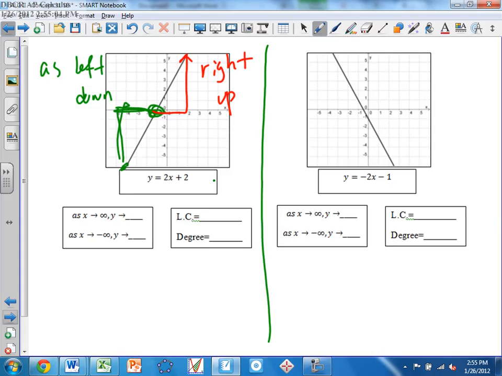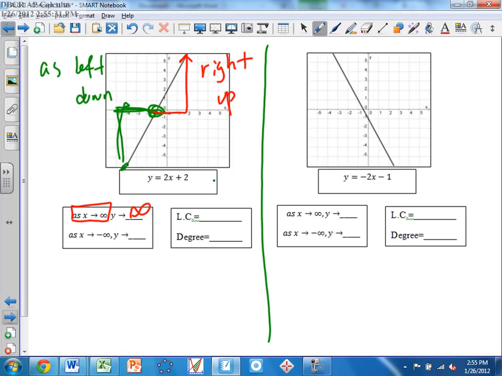Now, this part right here, as x goes to infinity, what did we say that meant? To the right. Again, as x goes to infinity means to the right. Well, what happened as we went to the right? The graph went up. So we call that infinity still. Again, as x goes to the right, or as x goes to infinity, y goes to infinity. So as x goes to the right, y goes up.